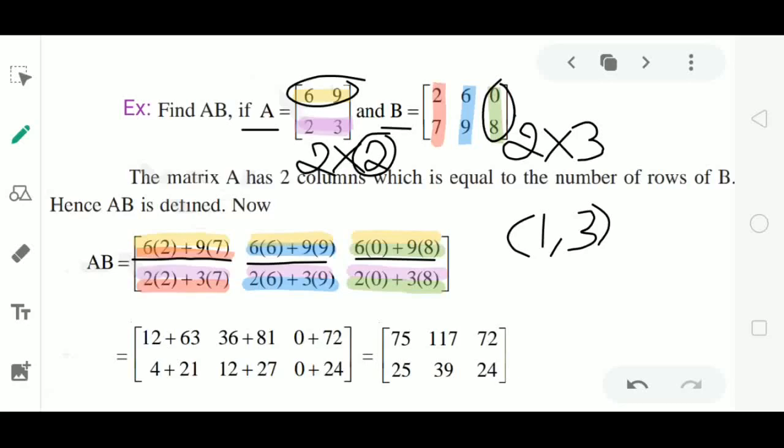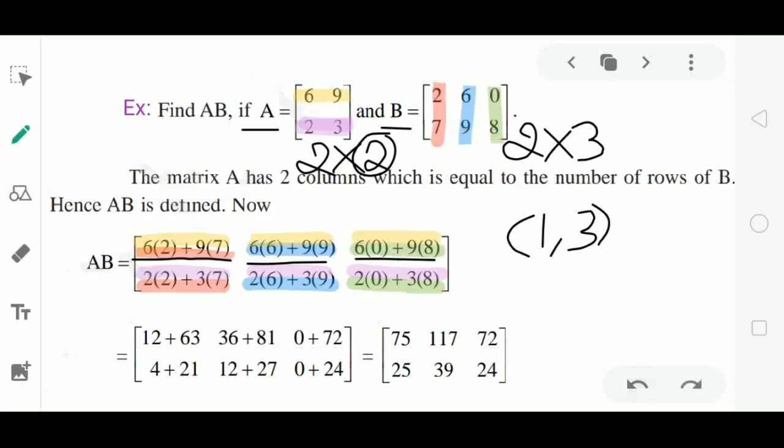Multiply them element wise. 6 is multiplied with 0, that is first element of first row of A is multiplied with first element of third column of B. 9 is multiplied with 8. Second element of first row of A is multiplied with second element of third column of B. 6 into 0, 9 into 8, then we take their sum. So this gives us 0 plus 72, which is equal to 72.